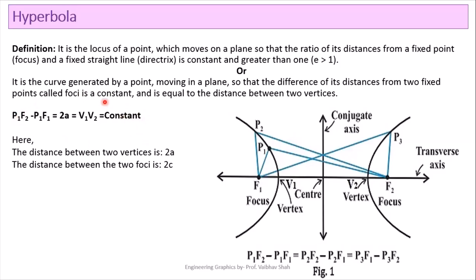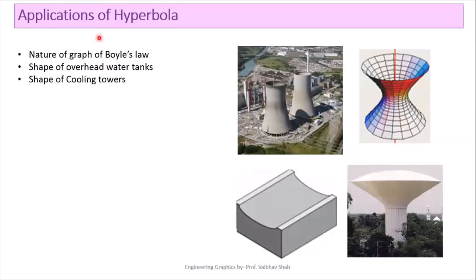You have to remember this equation for the hyperbola, which can be used further in our examples. Here, the distance between two vertices is 2a, and the distance between two foci is 2c. So the distance between v1 and v2 is 2a, and the distance between f1 and f2 is 2c. Here, p1 f2 minus p1 f1 is equal to a constant, and is equal to v1 v2. So now, applications of hyperbola.